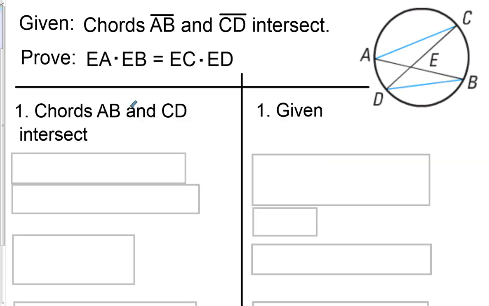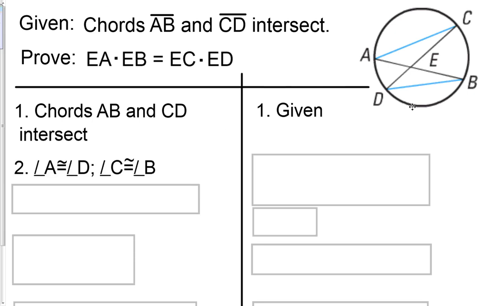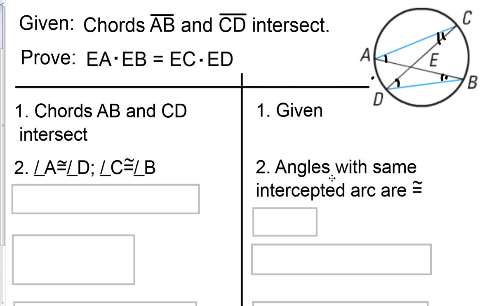So working this into the proof here, starting off, given chords AB and CD intersect is our step 1, given. Same idea, right? Our next steps are angles A and D are congruent, angles C and B are congruent, and that is because they both have the same intercepting arc. Like A and D both have CB as its arc, and C and B angles both have AD as its intercepting arc. Angles with the same intercepted arc are congruent is the reason.